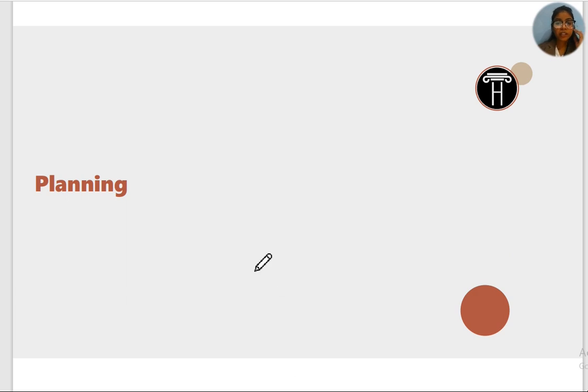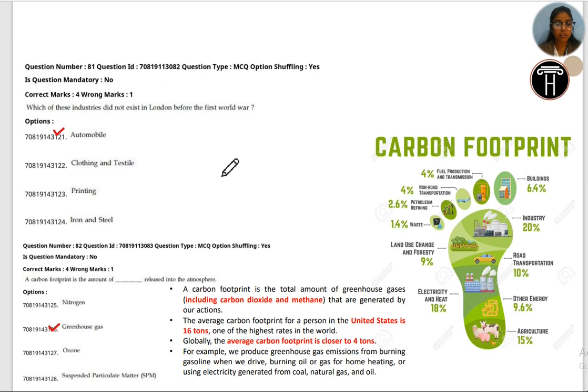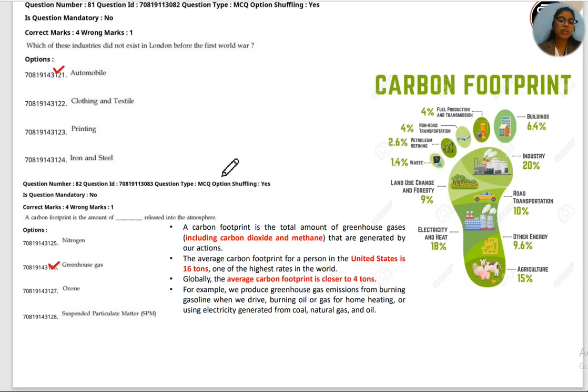Now today we are covering the planning part also. So now let's begin the questions of the planning part. The first question is, which of these industries did not exist in London before the First World War? Its correct answer will be the automobile industry, because after the industrial revolution came, the manufacturing of automobiles started. So before the First World War, the automobile industries were not there.